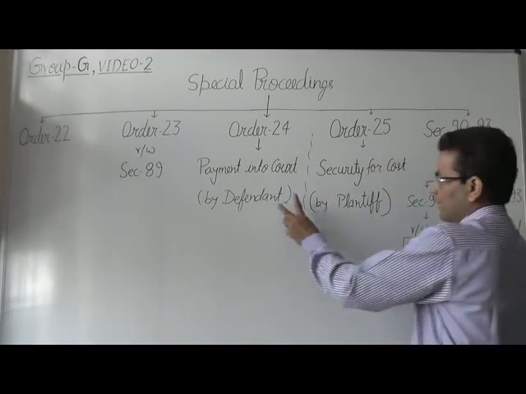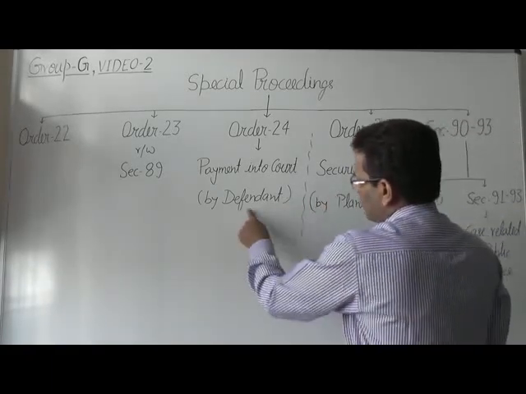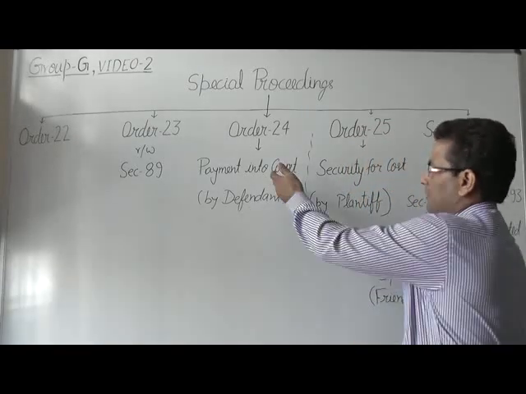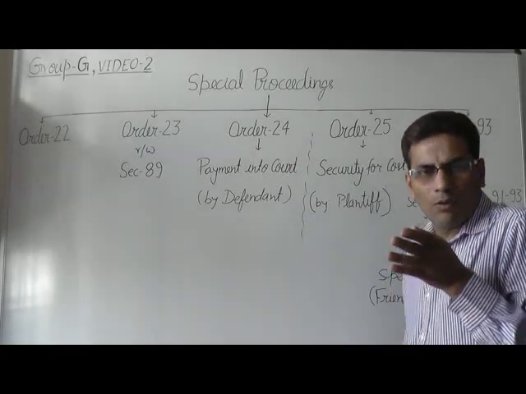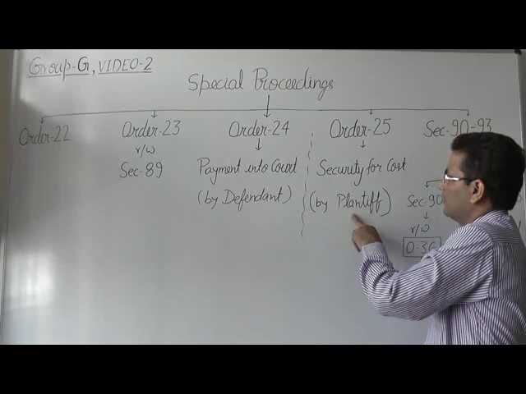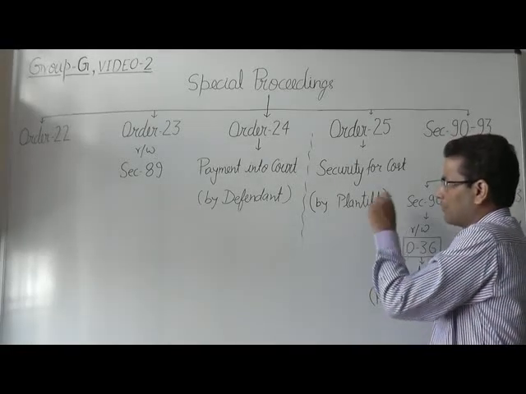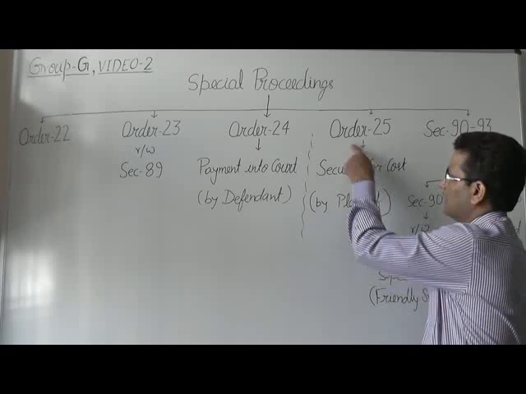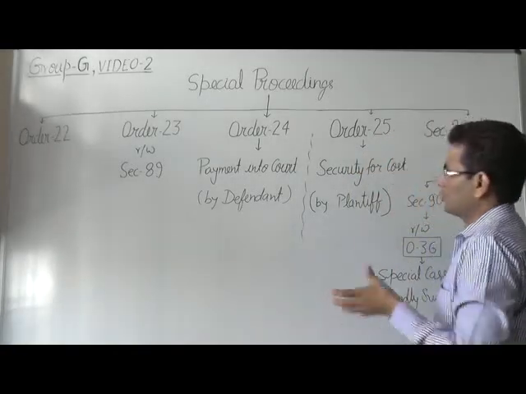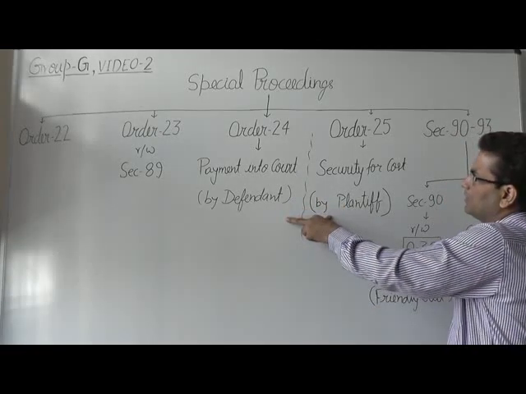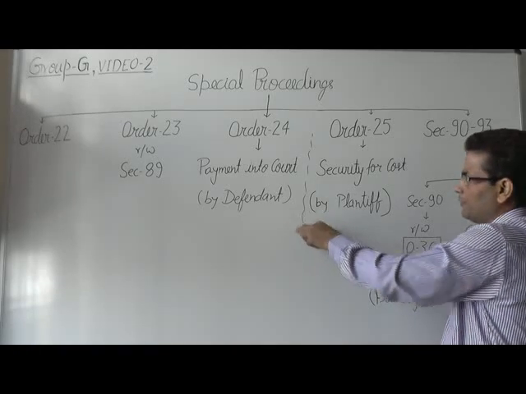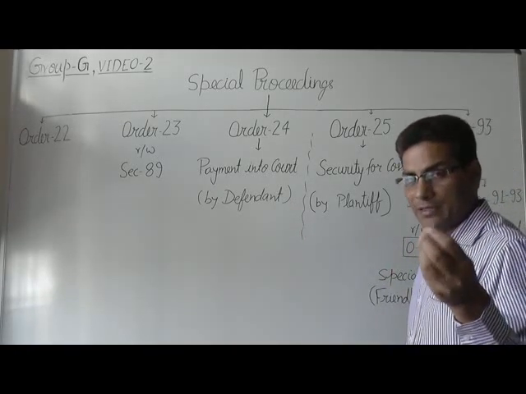But there is a difference between the two provisions. The defendant can make such payment into court at his own will, while the court passes an order against the plaintiff to provide security for cost under Order 25. Okay? So these two orders must be understood comparatively. Then it would be interesting and easy for you.